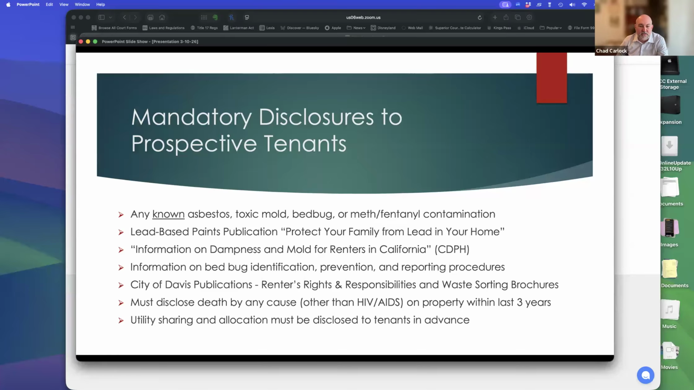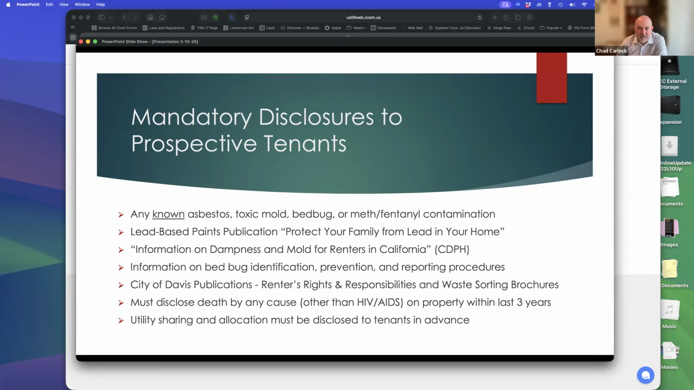The next few things here are informational publications on these topics that you are required to give to your tenants at the start of the lease. Either as a part of the lease, if you make it one big packet, or as an addendum to the lease, or at least at the same time as the lease. And then ideally, you also want to have them either as part of the lease or on the addendum where you're giving them this information, have them acknowledge in writing that they have received all of this information that you're required to give them. That is a lead-based paint publication called Protect Your Family from Lead in Your Home.